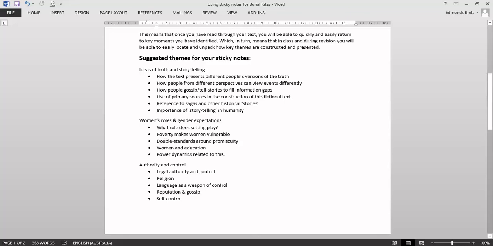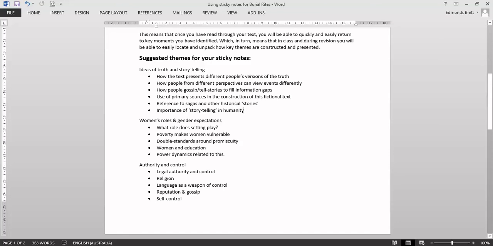So the first theme we're looking at is ideas of truth and storytelling. And what we mean by that is that the truth is just someone's version or someone's story. There's this idea that the truth is like the story, and then all other stories are lesser in some way. So these dot points here unpack what we mean by that. So how the text presents different people's versions of the truth, how people from different perspectives can view events differently and all that kind of stuff. It also looks at the importance of stories as a whole within these texts, and that's something we want you to think about.